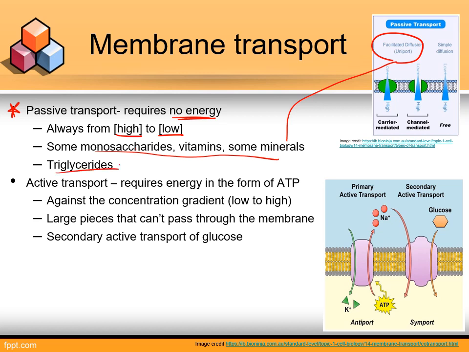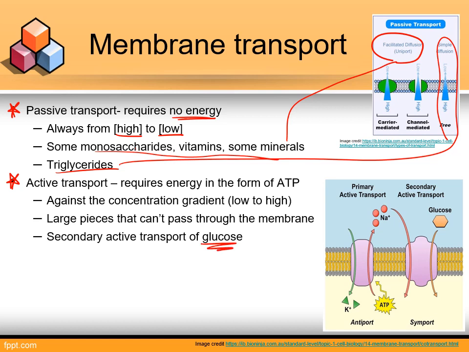Triglycerides, those fats, can actually pass right through the cell walls of the cells of the small intestine, and that's going to be simple diffusion. We also have some active transport happening, which requires energy in the form of ATP, where we're actually moving things against the concentration gradient, or we have big things that can't just get through the membrane.